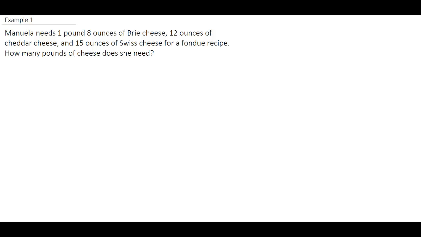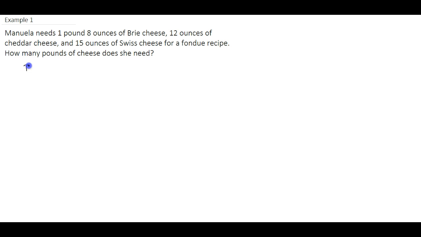In example number 1, we have Manuela needing 1 pound 8 ounces of brie cheese and 12 ounces of cheddar cheese and 15 ounces of Swiss cheese for a fondue recipe. How many pounds of cheese does she need? So we need to add those together.